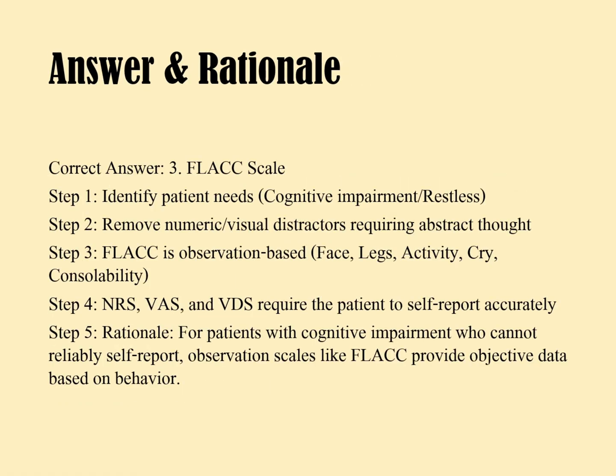Answer and rationale. The correct answer is 3. FLACC scale. This is the best choice because the FLACC scale is based entirely on the nurse's observation of behavior. Since the patient has dementia and may struggle to communicate their needs through abstract numeric or visual scales, an observation tool is the most reliable way to obtain objective data.